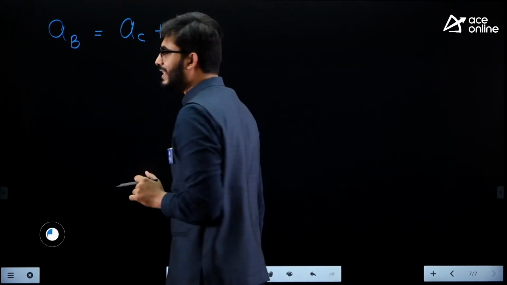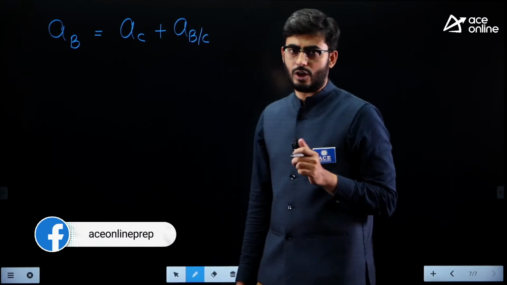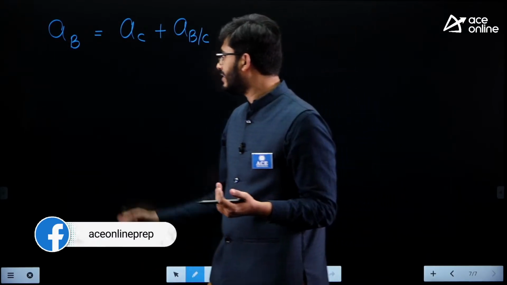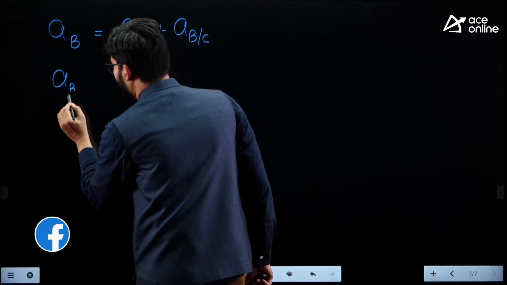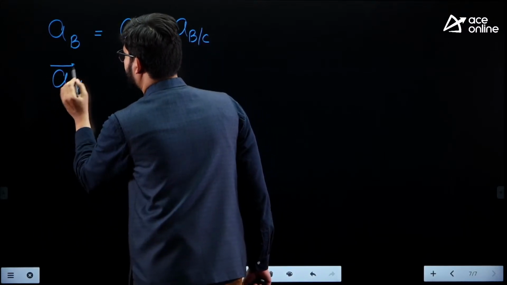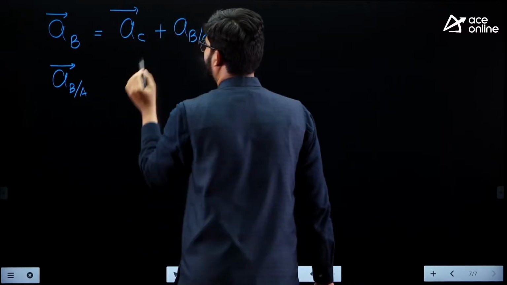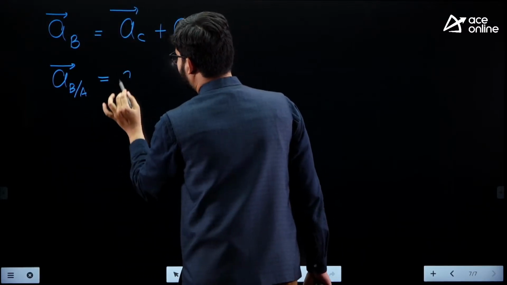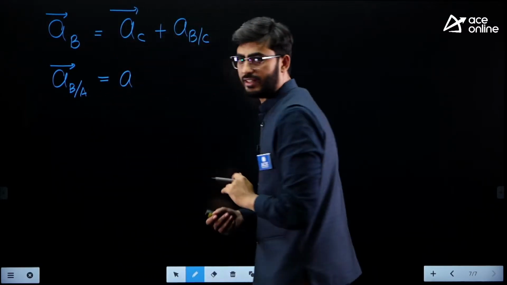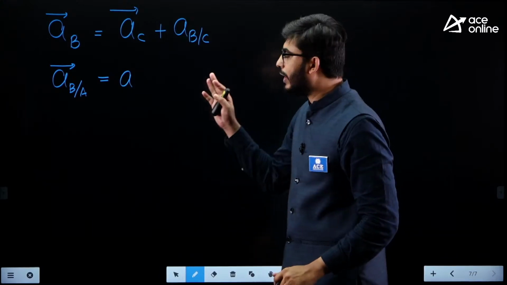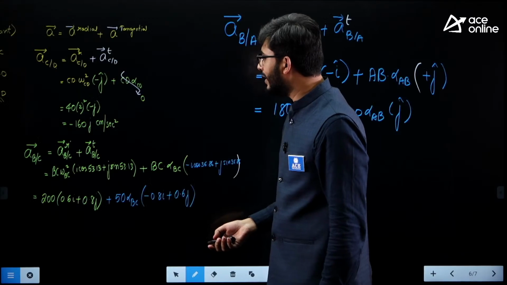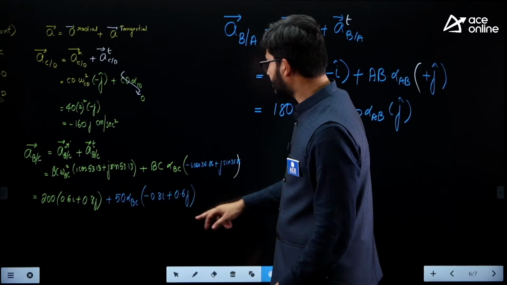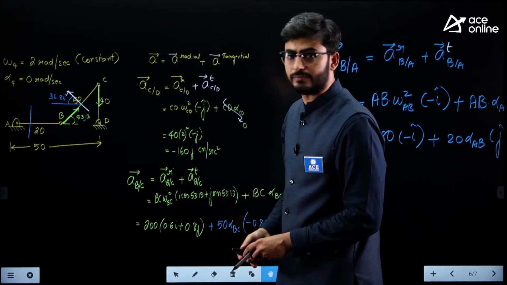So here this will be the absolute acceleration of B. Absolute acceleration means acceleration of B with reference to the fixed point which is A. Okay, this is the vector summation. Next is acceleration of C or absolute acceleration of C, and the C point is moving with reference to fixed point, that is point D.